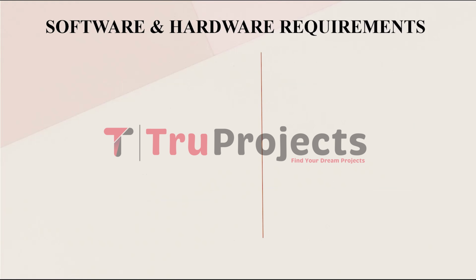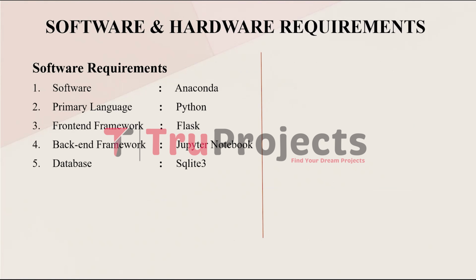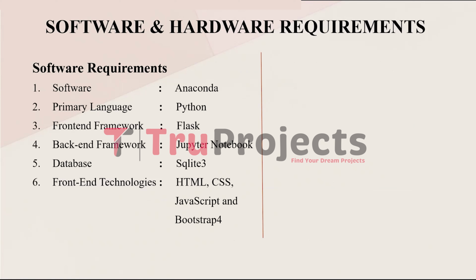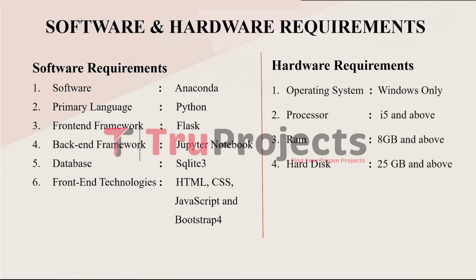These are the objectives. Now we look at the software and hardware requirements to execute this project. Software requirements are: software used is Anaconda, primary language used is Python. Front-end framework used is Flask. Backend framework used is Jupyter Notebook. Database required is SQLite 3 and front-end technologies used are HTML, CSS, JavaScript and Bootstrap 4. Coming to hardware requirements, we need operating system of Windows, processor of i5 and above, RAM of 8 GB and above, and hard disk of 25 GB and above.